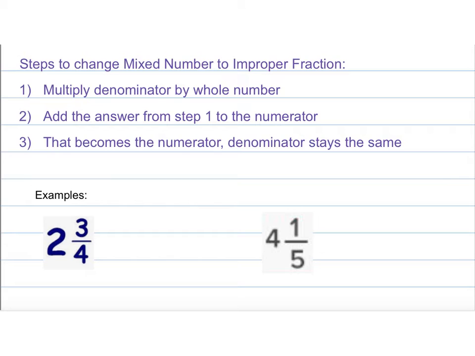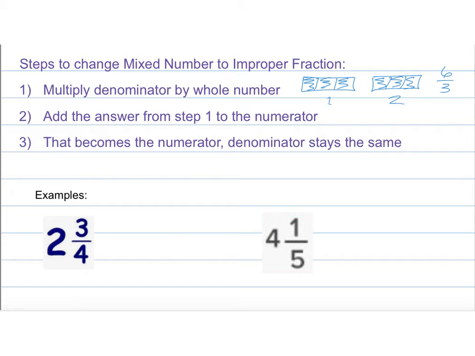And here are the steps to change in reverse a mixed number to an improper fraction, which you'll need when we multiply and divide. So what you do is you multiply the denominator by the whole number. The reason you do this is because your whole number represents a whole of those pieces. So if I had 2, but it was broken down into thirds, I would say that, okay, this means I have 1, 2, 3, 4, 5, 6 third pieces.